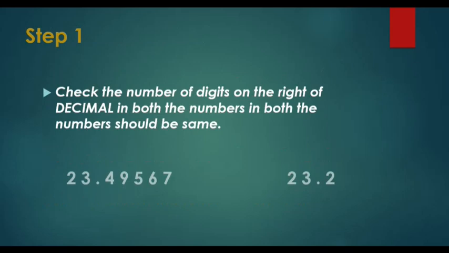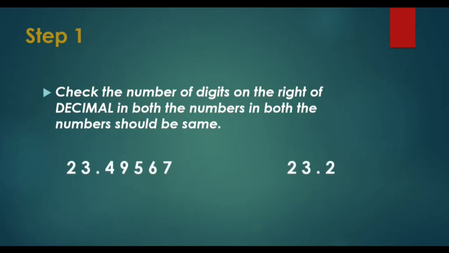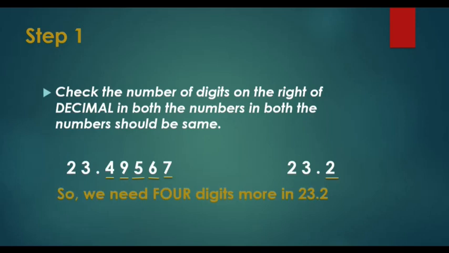Now in this question, if we count the number of digits on the right of the decimal in the first number, what do we see? 1, 2, 3, 4, 5. There are 5 decimal places, or 5 digits after the decimal. How about 23.2? There is 1 place after the decimal. So we need 4 digits more in 23.2 to balance it with the first number.